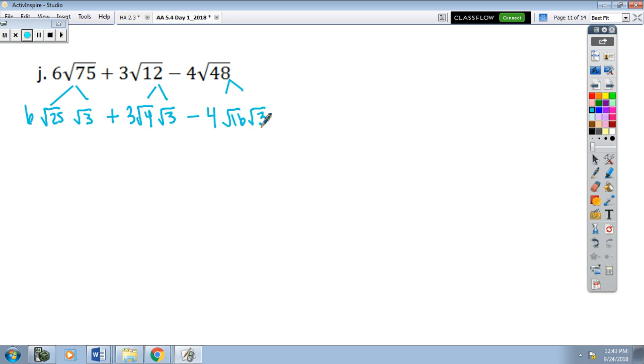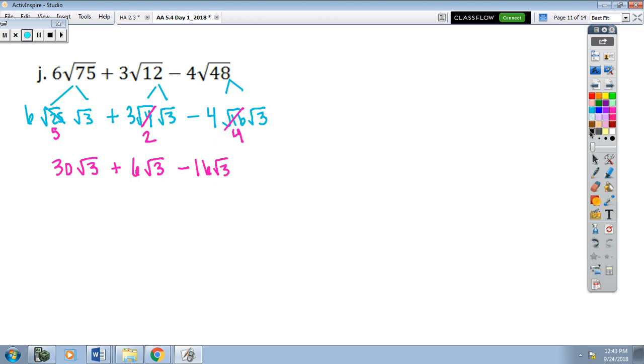So now all I have to do is simplify a little bit. So the square root of 25 is 5. So I multiply 6 and 5 to get 30 root 3. Plus the square root of 4 over here is 2. Again, multiply our outside terms. 3 times 2 is 6 root 3. And then the last one, the square root of 16 is 4. So we'll get 4 times 4 is 16, minus 16 root 3.